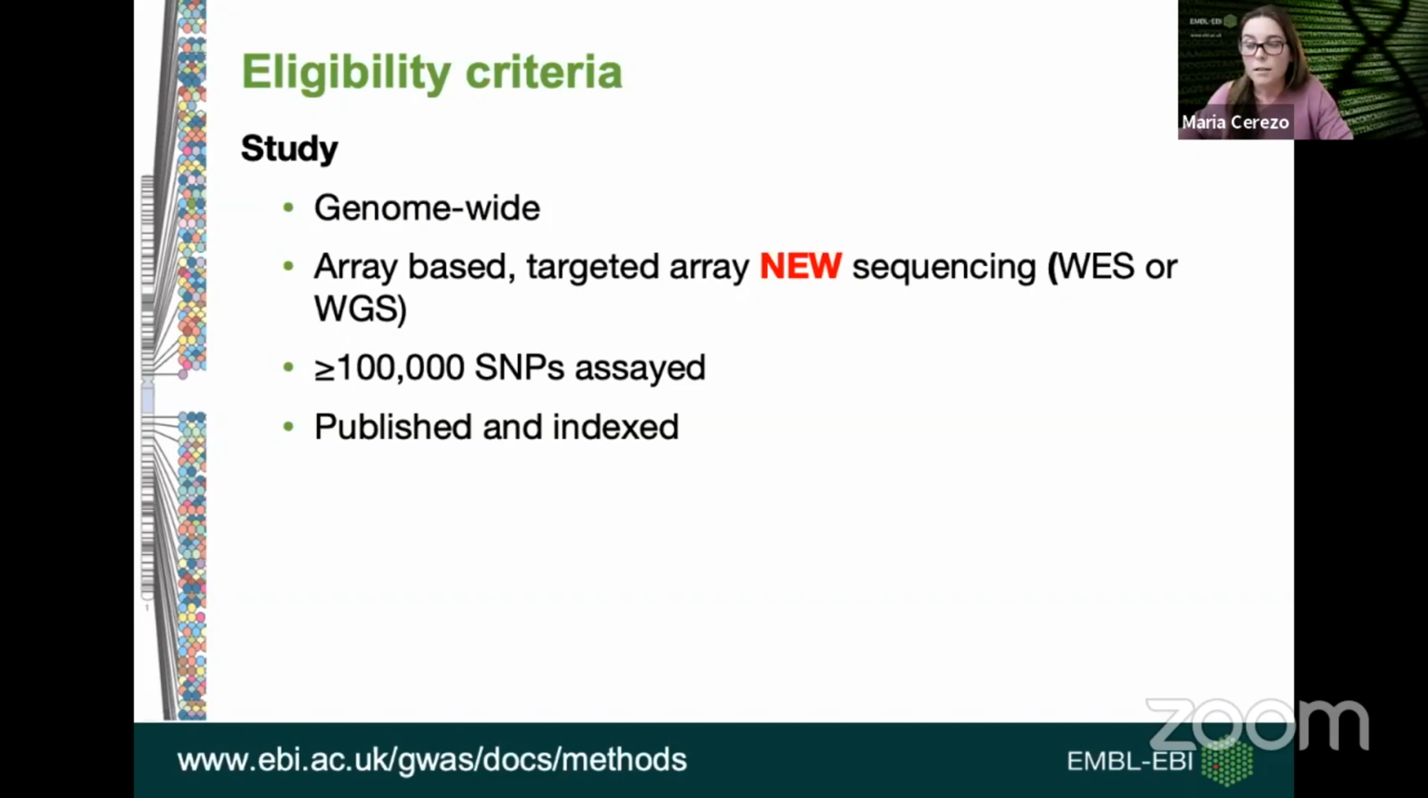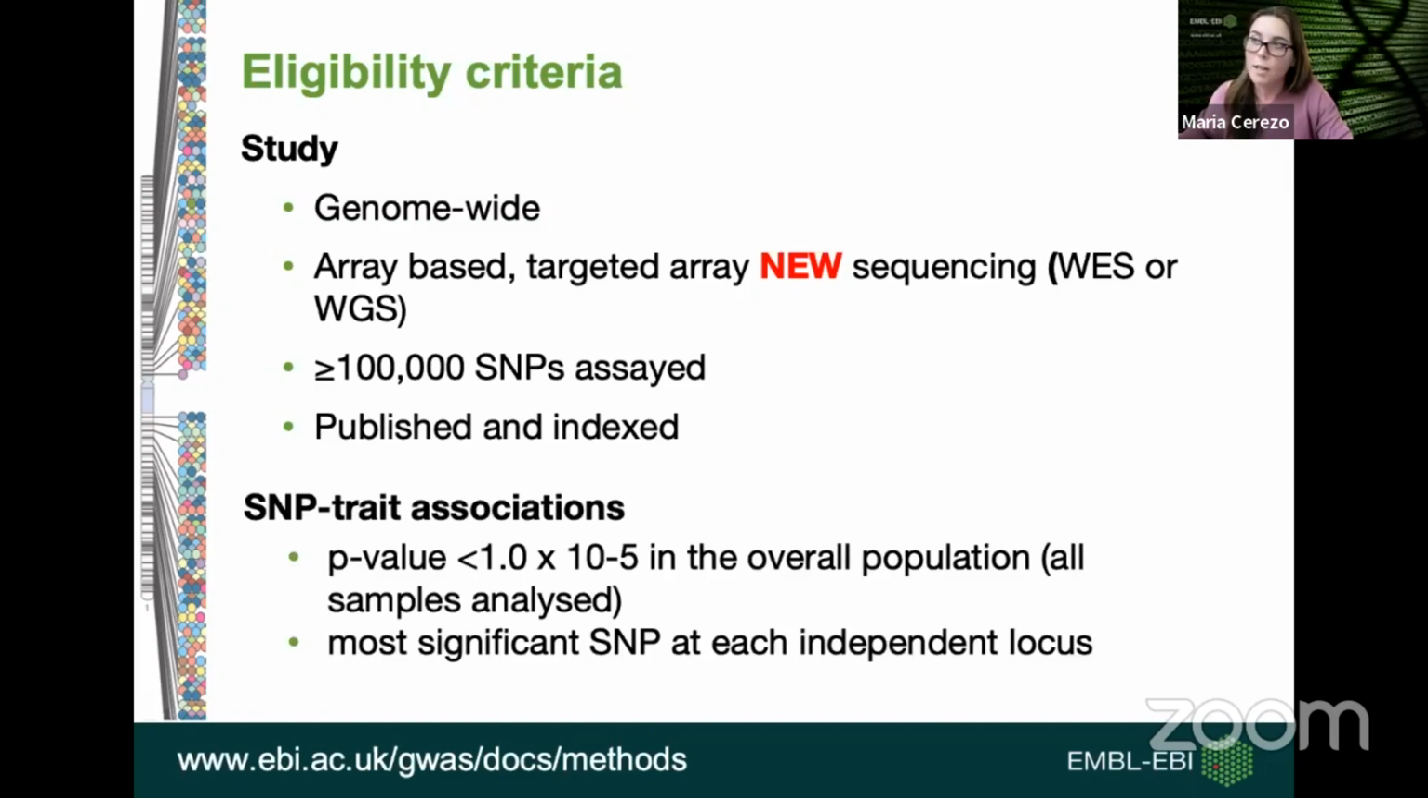Another criterion we follow is that the study needs to include at least 100,000 SNPs analyzed and needs to be published. For the SNPs we extract into the catalog, the SNPs need to have a p-value below 1e-5 in the overall population, and we extract the most significant SNP for each independent locus. If you want to know more detail, you can read the documentation at that link.